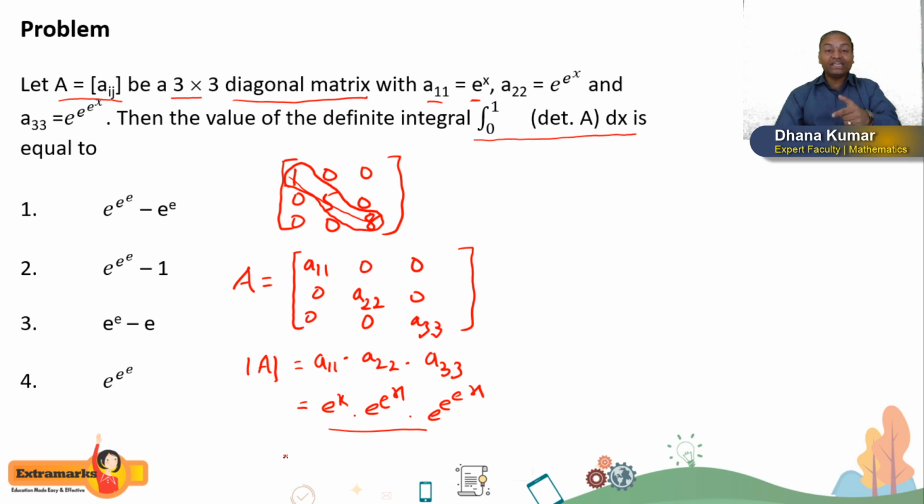Now you find the integral 0 to 1. Okay, let us say first I am calculating the integral 0 to 1 of det A dx. That is our question. Correct? Right. Now integral 0 to 1. Det A answer is what? e power x into e power x into e power x dx.